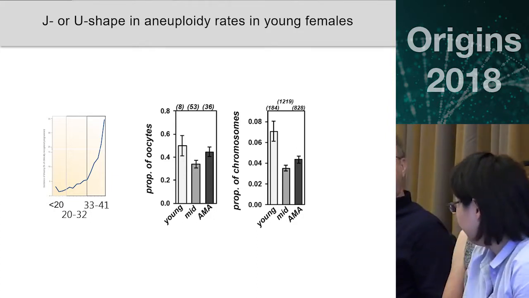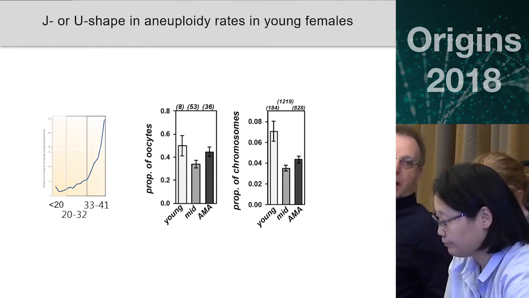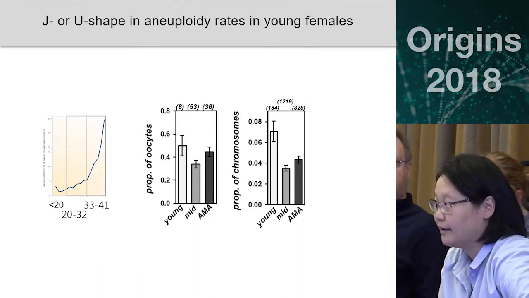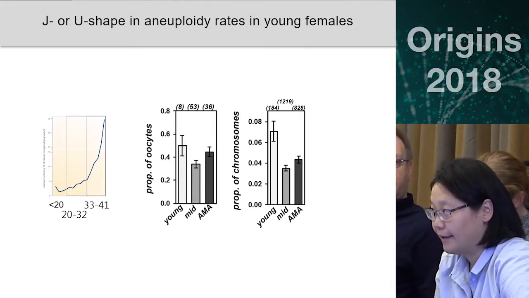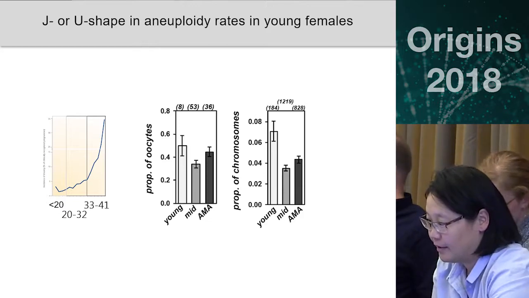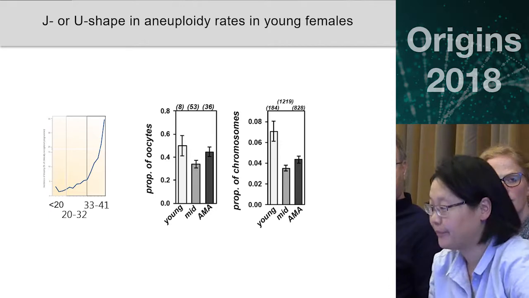What is higher? The aneuploidy rates. Okay, so aneuploidy rates. The young women are having more aneuploidy. Yes, younger women per chromosomes. Those 2 plots. Okay. That's higher than the advanced maternal age. Yeah, at this stage, yeah.